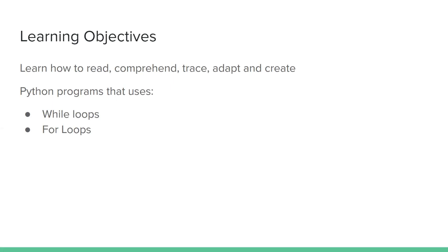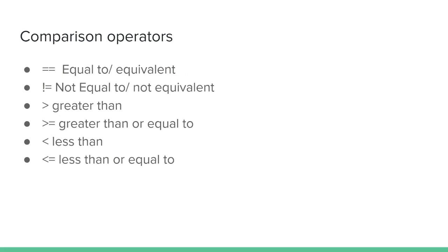So what is a while loop and what is a for loop? But before we get there, remember comparison operators, so don't forget them. We'll be using them in these constructs, because in both the while loop and the for loop, there might be some conditional statements that you will need to execute, and you might need comparison operators to do this.